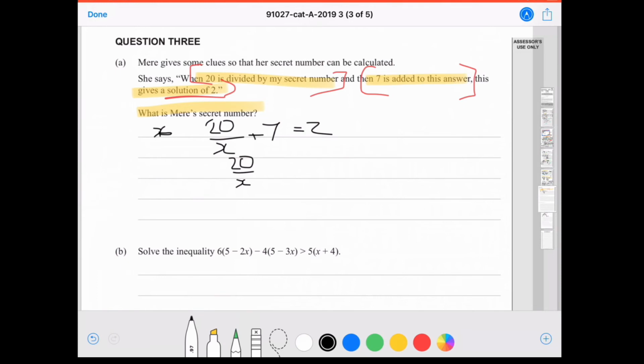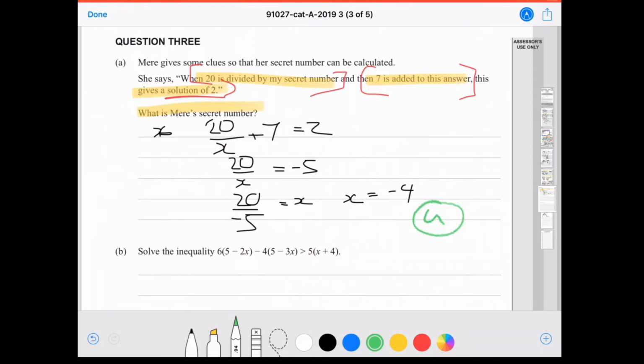So 20 over x, let's move 7 to the right hand side, becomes minus 7, equals 2 minus 7 is minus 5. And then we can say 20 over minus 5, rearranging, equals x, and x therefore equals minus 4. And this, guys, correct solution gives you the achieved here. Okay?